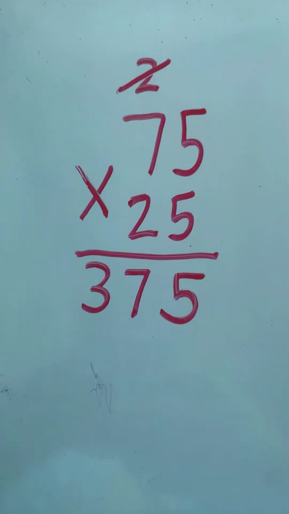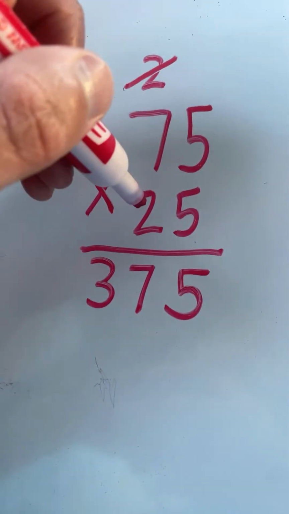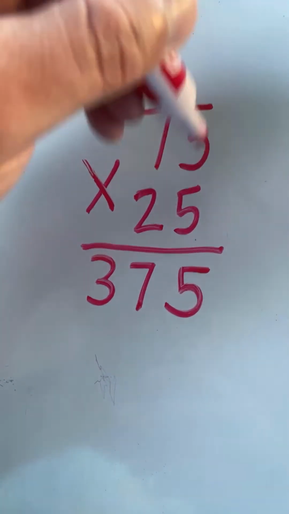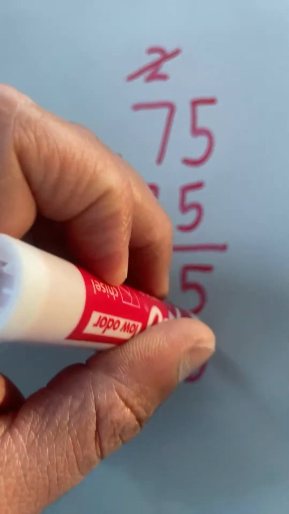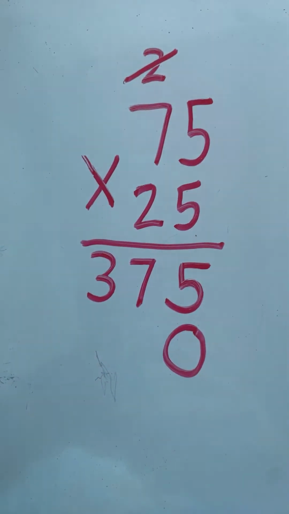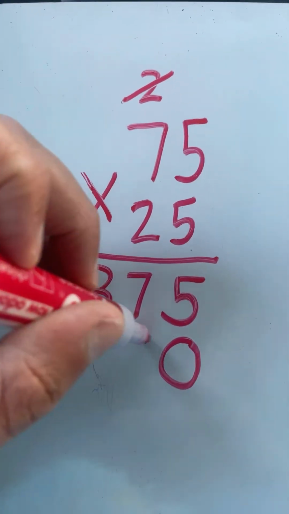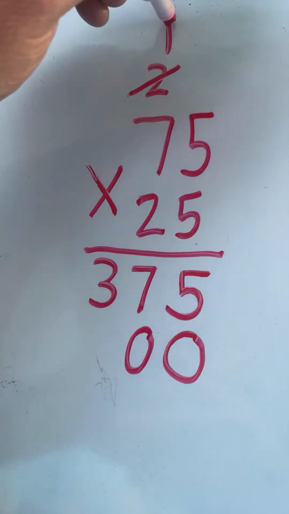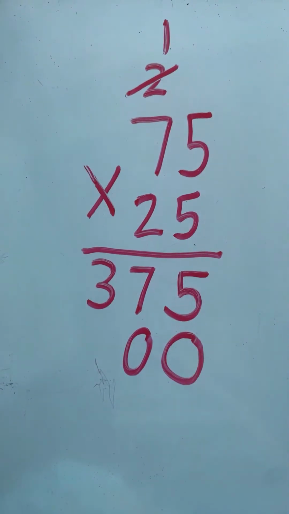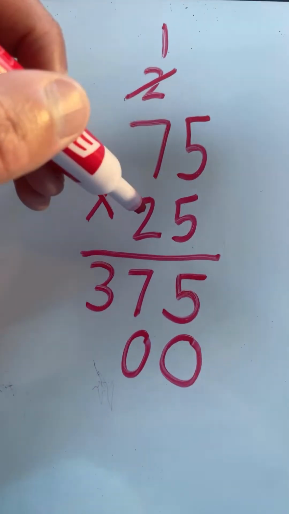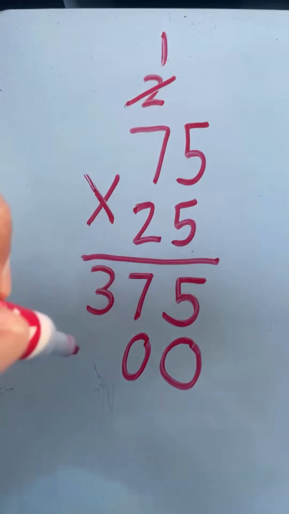So next we have to multiply the top 2 digits times the bottom digit in the tens place. Since both digits in the ones place have been multiplied already, we're going to put a 0 in the ones place. 5 times 2 equals 10. 0, carry the 1. 7 times 2 equals 14, plus 1 equals 15.